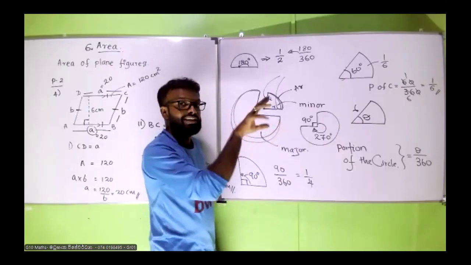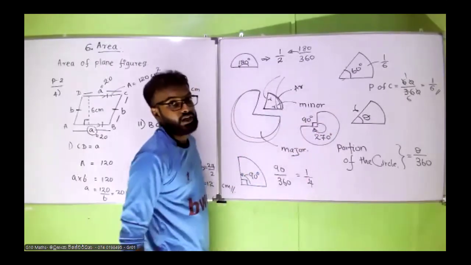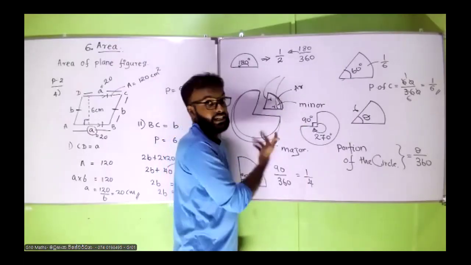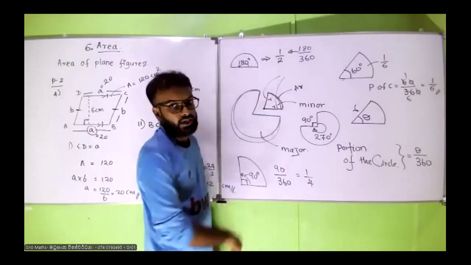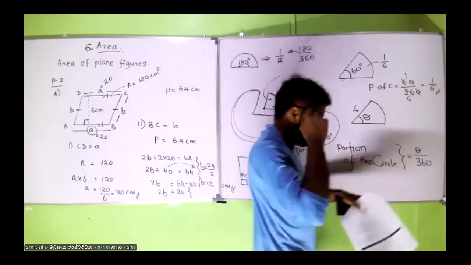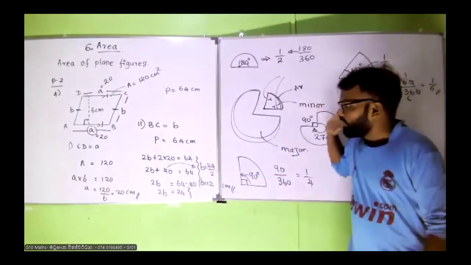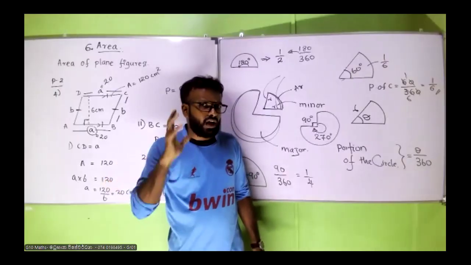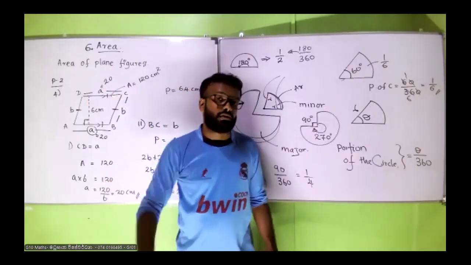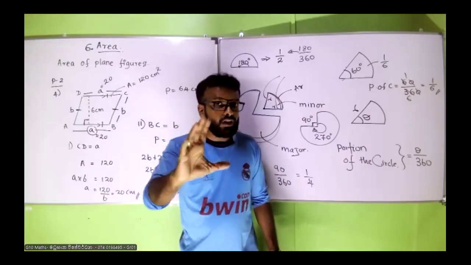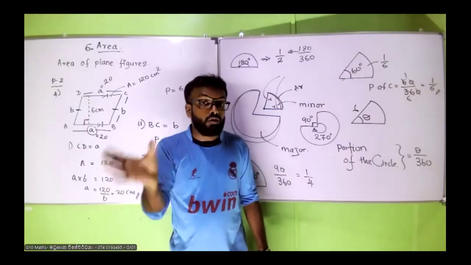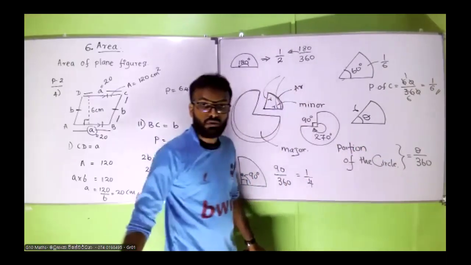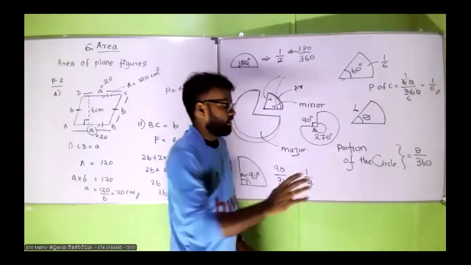So the angle at the center of this sector is 27. Keep that in your mind. We are taking it inside, not outside. Now I know you are familiar with this portion of the circle. I just gave you an explanation. So briefly, you need to know how to calculate the portion of a circle.